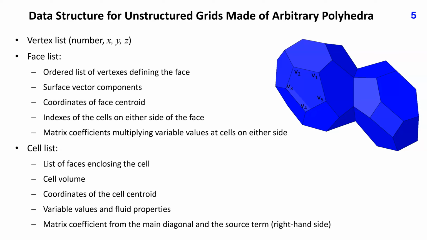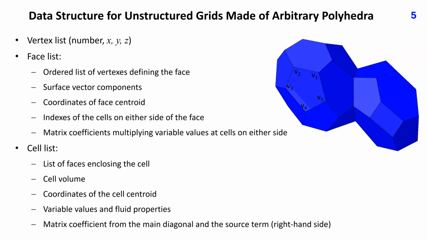One distinguishes between internal cell faces, which are common to two control volumes, and boundary cell faces, which are attached to a single control volume. Boundary faces are usually grouped for each solution domain boundary. The face list contains the following information: a unique face number, an ordered list of vertices defining the face. For example, this face is defined by these five vertices: V1, V2, V3, V4, and V5.